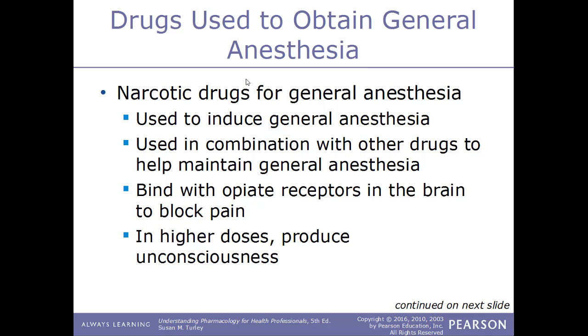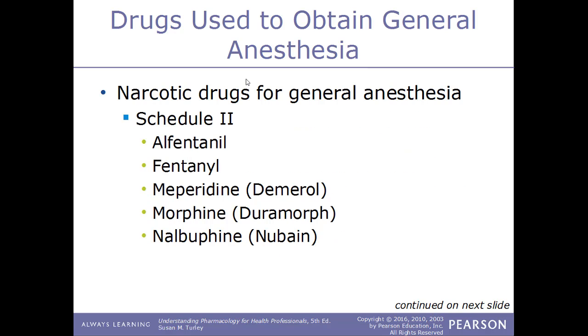These are used to induce general anesthesia, and when used in combination with other drugs, to help maintain general anesthesia. And these work by binding to opiate receptors in the brain to block the pain. In higher doses, these can produce unconsciousness. Now, depending on what type of narcotic is used, it could fall under a number of different schedule categories.